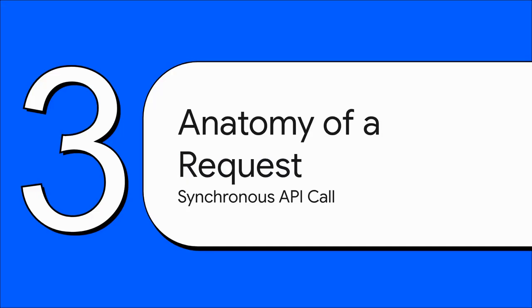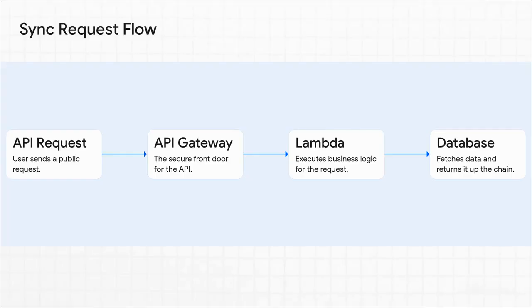Okay, enough with the theory, right? Let's get practical and see what this actually looks like in a super common AWS pattern. We're going to start by tracing a simple, synchronous API call, our phone call. So this is a classic pattern, and for a really good reason.